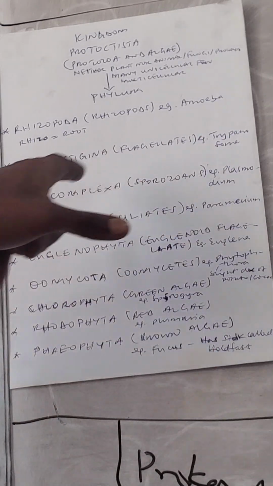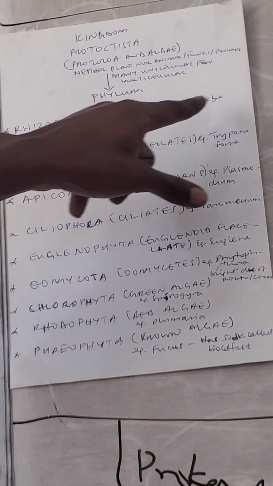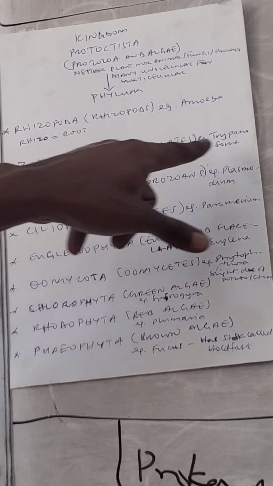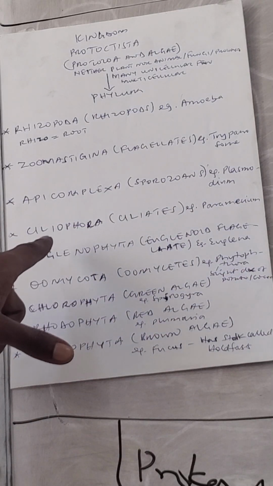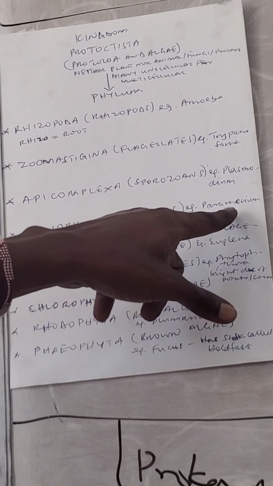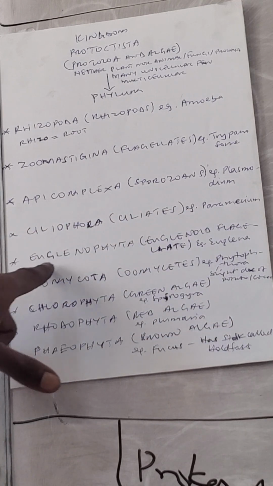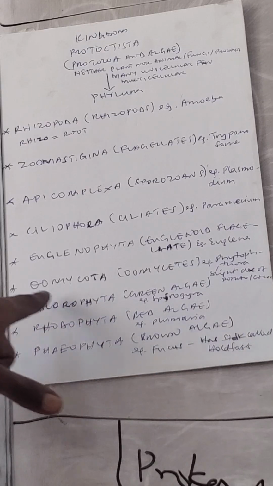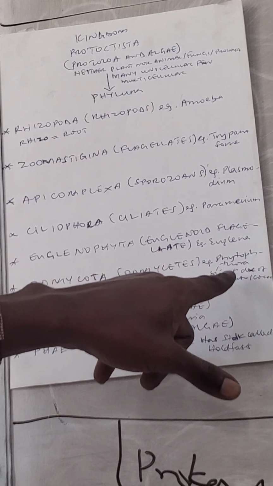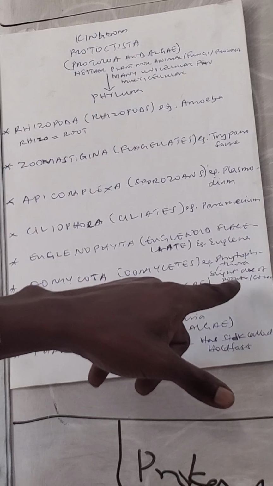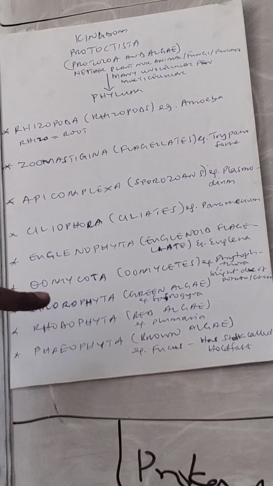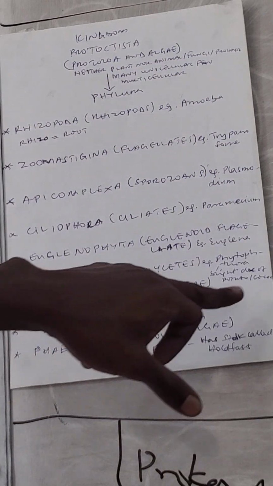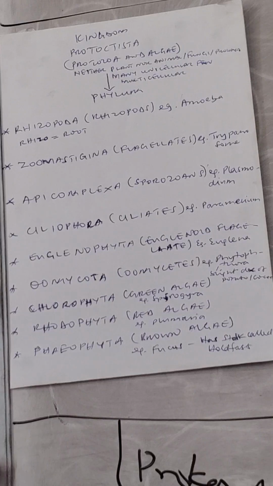Examples are there. Okay, Rhizopoda is the amoeba. Zoomastigena is the trypanosome. Apicomplexa, Plasmodium, our own malaria agent. Ciliophora is the ciliate, the paramecium. Euglenophyta, example is Euglena. Oomycota is Phytophthora. Okay, that's the blight disease of potato. It causes the disease of the potato. Yeah, it's potato as it's stated there. And then cocoa, yeah, cocoa is part of it, right?